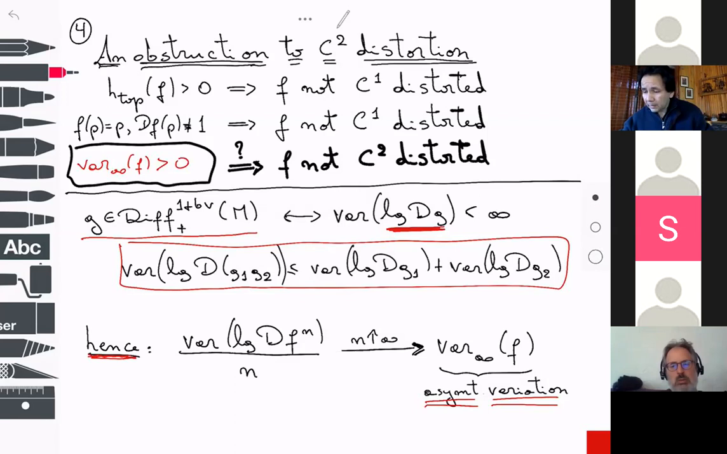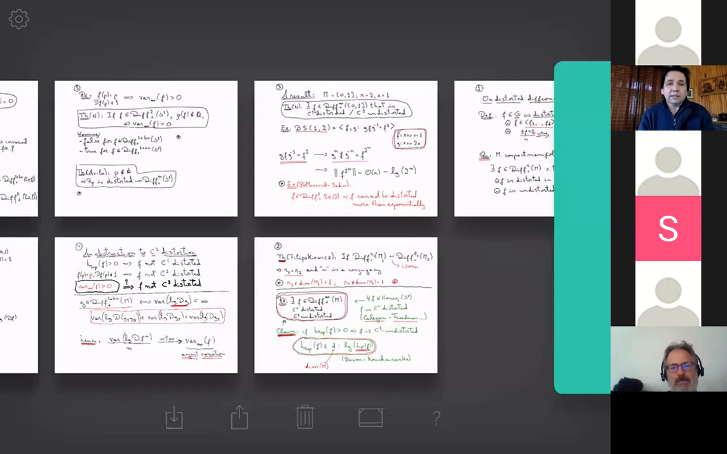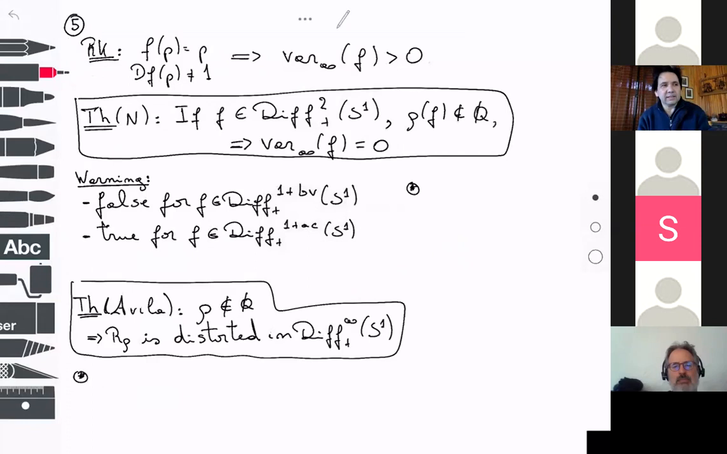Actually, the interesting part of the proof is detecting diffeomorphisms for which I know a priori that they are undistorted in class C2, because of the asymptotic variation of the logarithm of the derivative. Okay, well, there is one remark: if you have a hyperbolic fixed point, the asymptotic variation is positive.